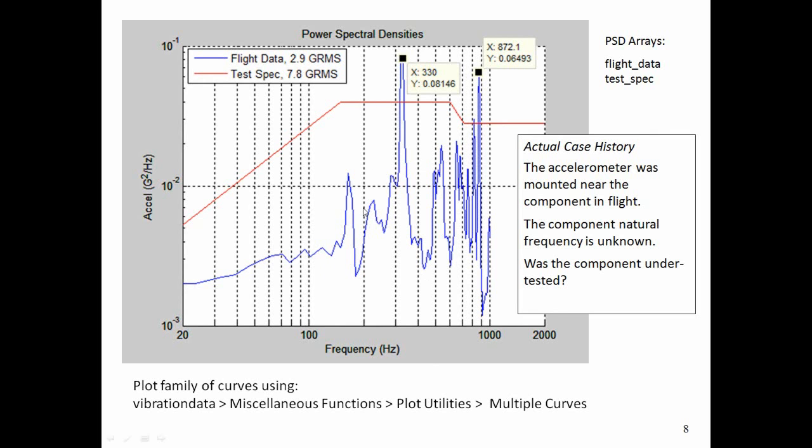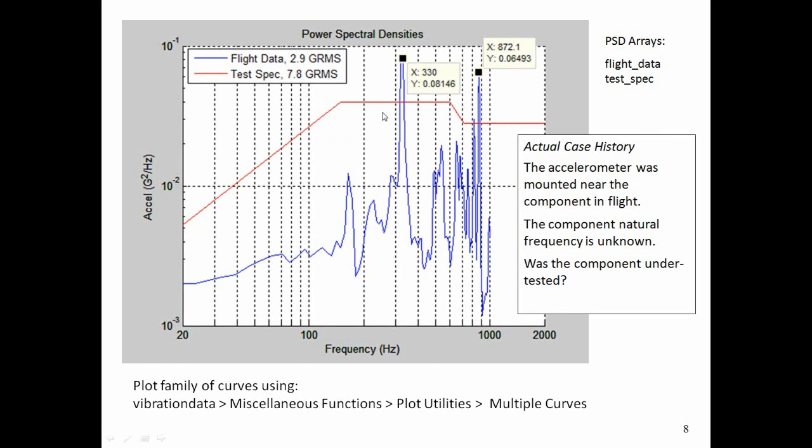Now, as we look at these curves, we see that the blue curve here, its overall level is 2.9 GRMS. Well, the test level is 7.8 GRMS. So that is maybe 7 or 7.5 dB higher. So in terms of overall level, this test curve with its broadband energy has a much higher overall input level relative to the flight data. But on the other hand, the flight data has these narrow band peaks here that exceed the test spec in terms of g² per hertz values.